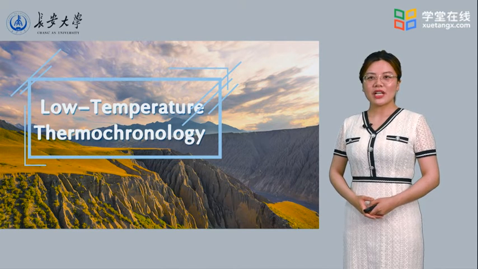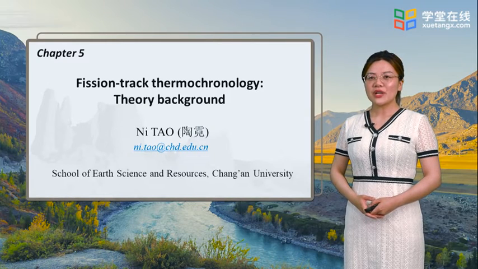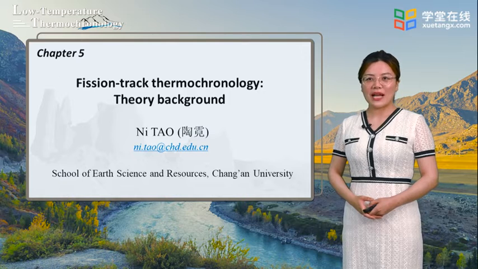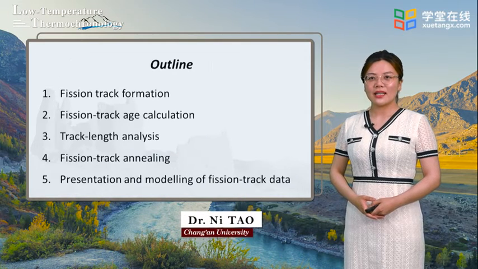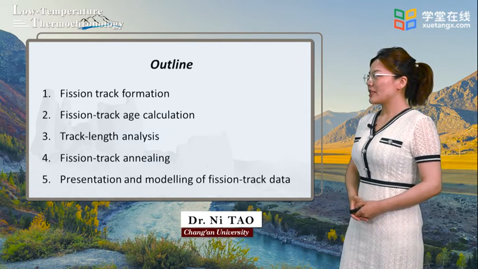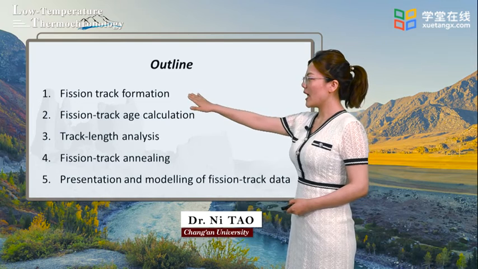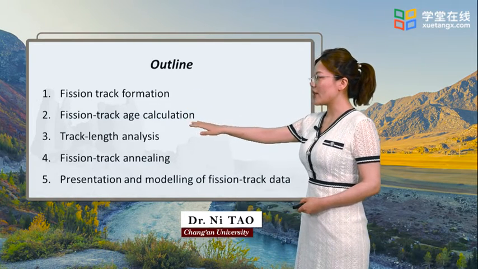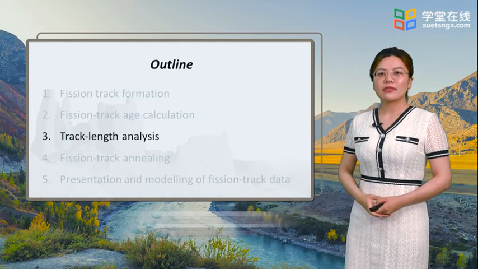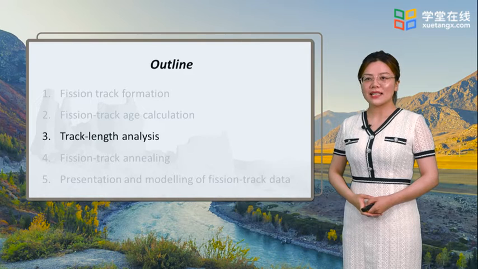We are studying Chapter 5, Fission Track Thermochronology, Theory Background. In the last two sections, we have been talking about fission track formation and how to calculate fission track age. In this section, we'll be learning track length analysis.